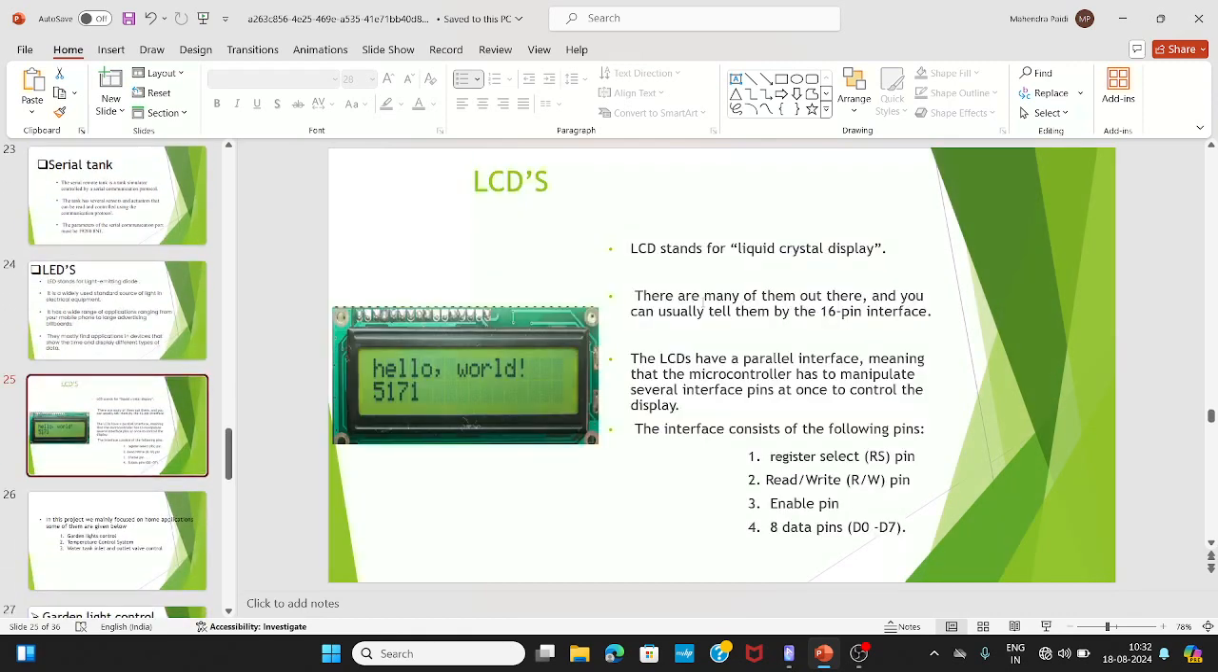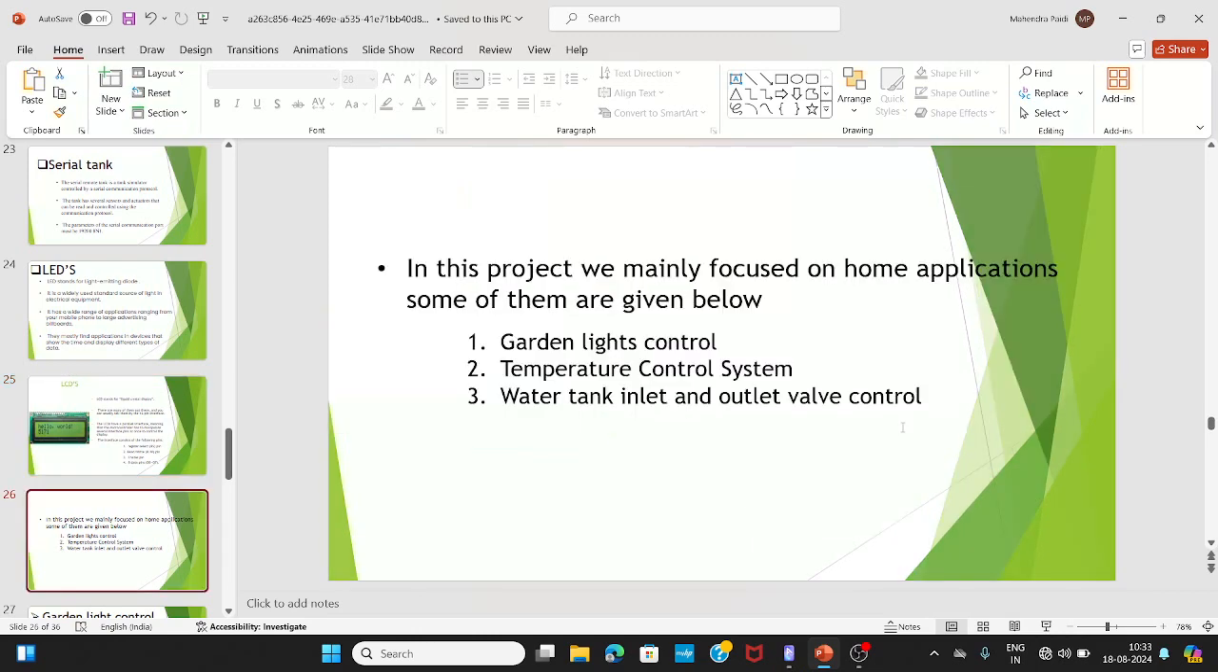LCD stands for liquid crystal display. There are many of them out there, and you can usually tell them by a 16-pin interface. The interface consists of the following pins: register select, read and write pin, enable pin, 8 data lines.